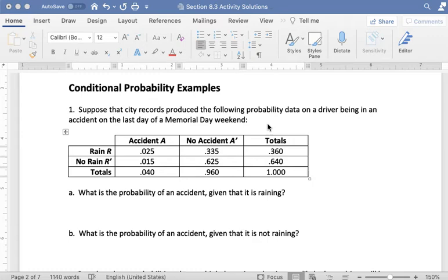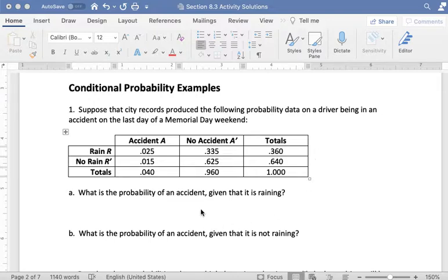In this video, we're going to look at some more example problems that involve conditional probability. The first problem says, suppose that city records produce the following probability data on a driver being in an accident on the last day of a Memorial Day weekend. So we have a table here. Notice that in this table, we do not have the number of accidents. Instead, we have the probability of getting into an accident. But we will see that the conditional probability works in a similar way.